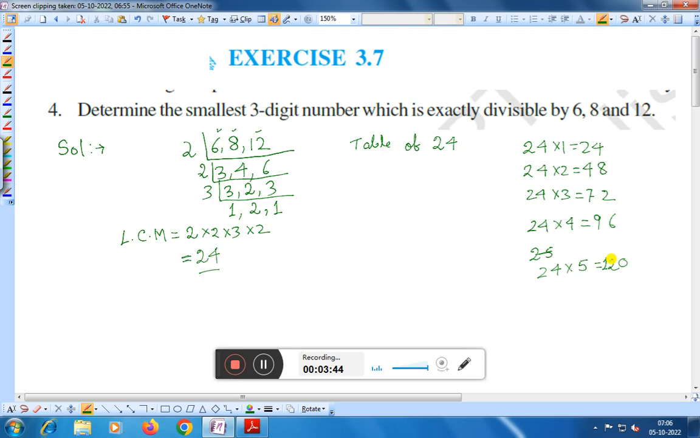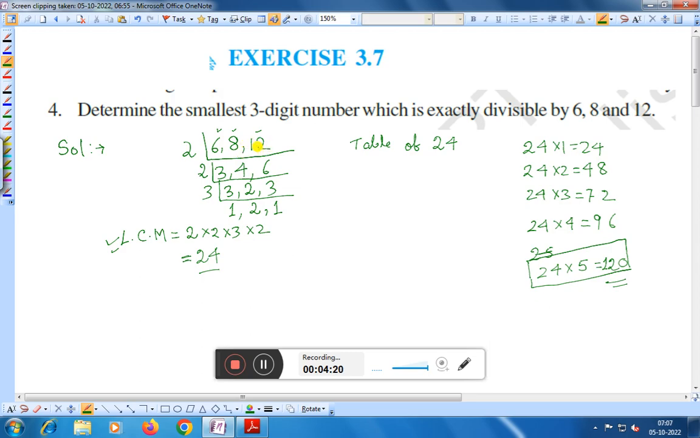Now you see that the smallest 3-digit number is 120. And 120 is a multiple of 24. Therefore, we can say that 120 is the smallest 3-digit number which is exactly divisible by 6, 8 and 12, right? We find the LCM first. LCM is 24. After that we find the table of 24. Here we get 96, but it is a 2-digit number, and the smallest 3-digit number is 120.